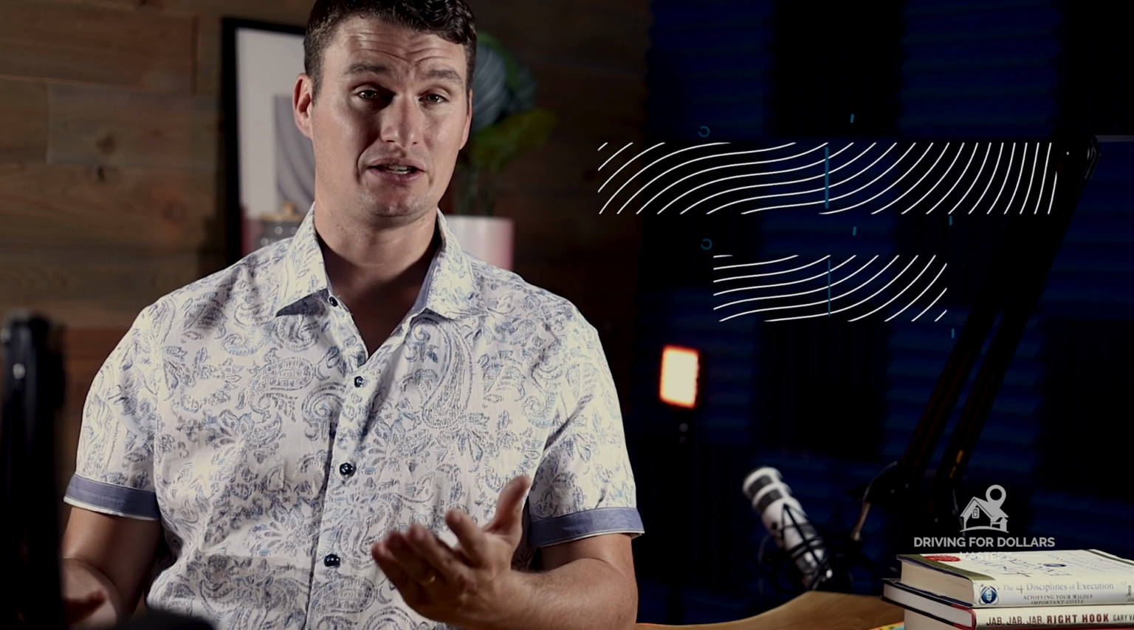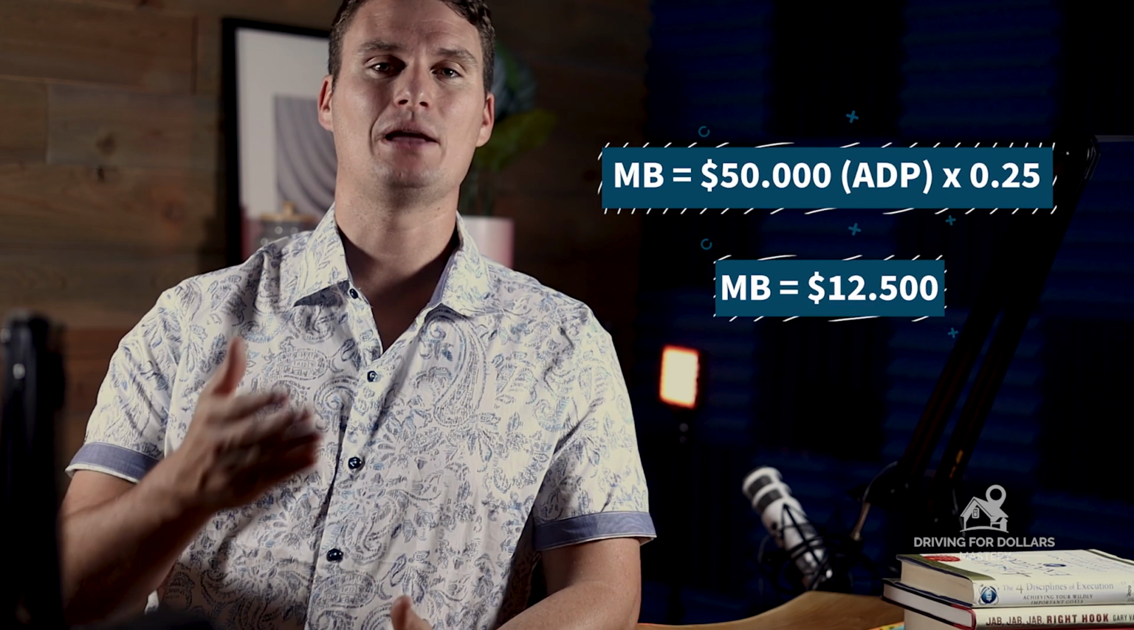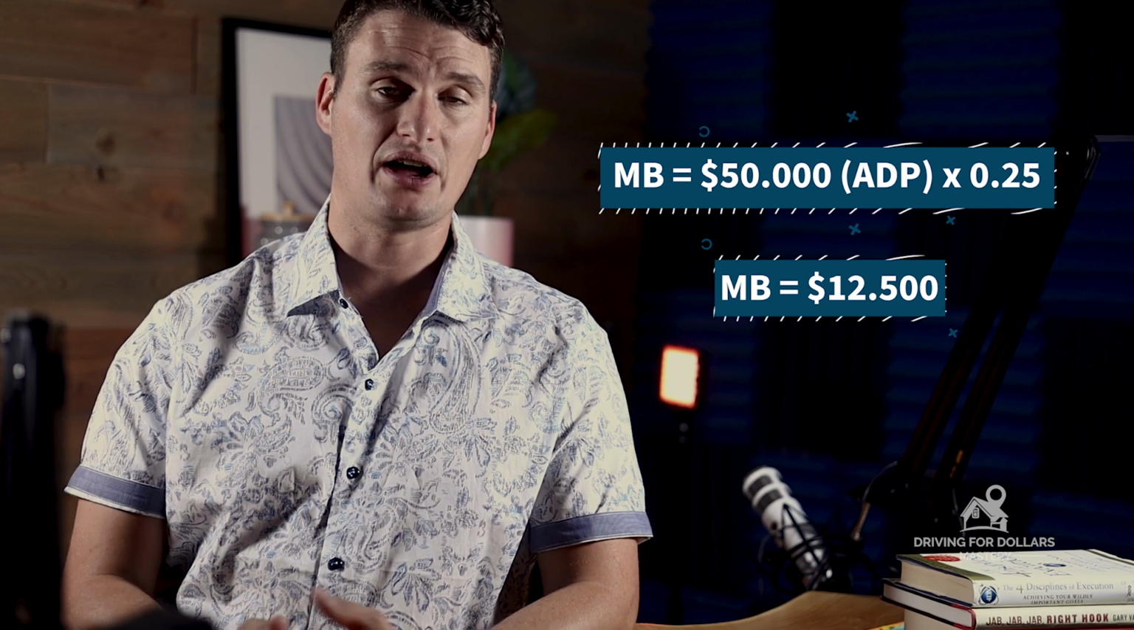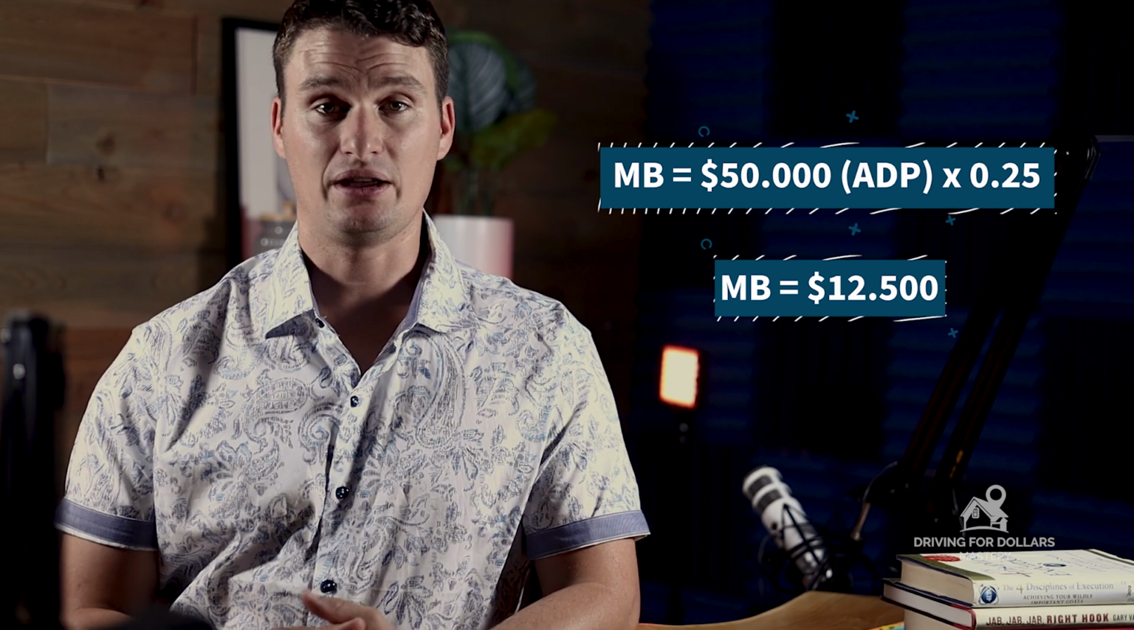So if you're in somewhere like Vegas or California or East Coast, you're going to expect to spend more money, because if you do the math, your average deal size, let's say, is 50,000, times that by 0.25, 12,500. So you're going to be spending $12,500 to make 50,000.